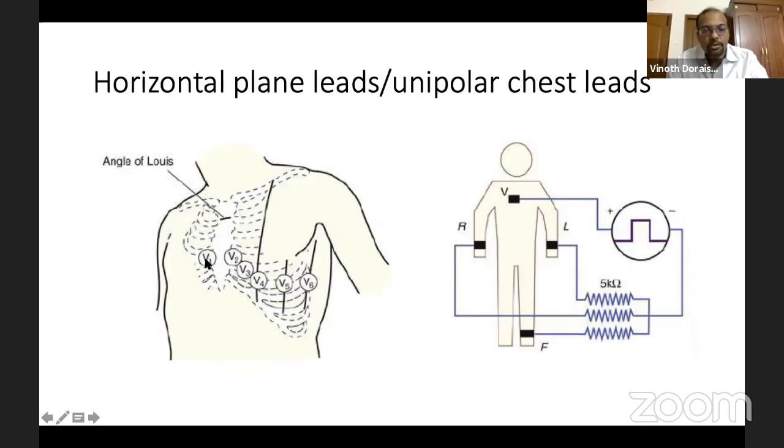V1 is connected to the right 4th intercostal space at the parasternal region. V2 is the left fourth intercostal space in the parasternal region. V3 will be between V2 and V4. V4 is in the left fifth intercostal space in the mid-clavicular line.